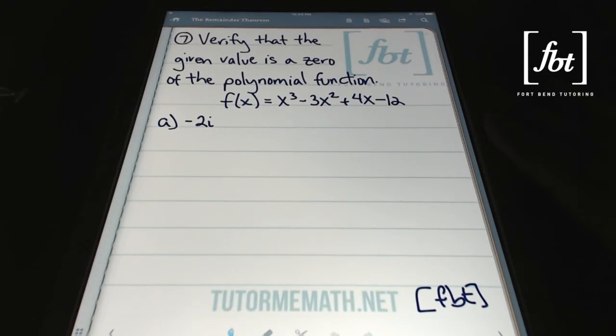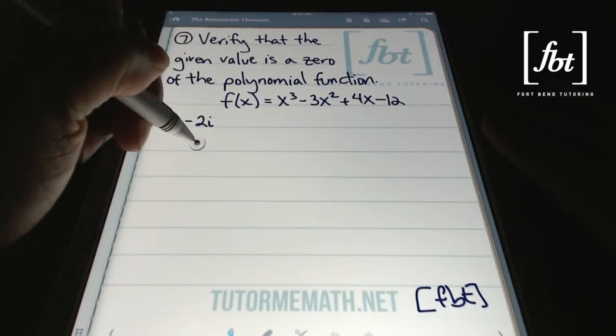We have problem number 7. We're going to be verifying that the given value is a 0 of the polynomial function. We have f of x equals x cubed minus 3x squared plus 4x minus 12. This time, we'll be testing to see whether or not the imaginary complex value -2i is a zero of the polynomial function. This will be the first time that we're doing a problem like this where we're dealing with an imaginary value. So let's go ahead and set up this synthetic division for the problem.